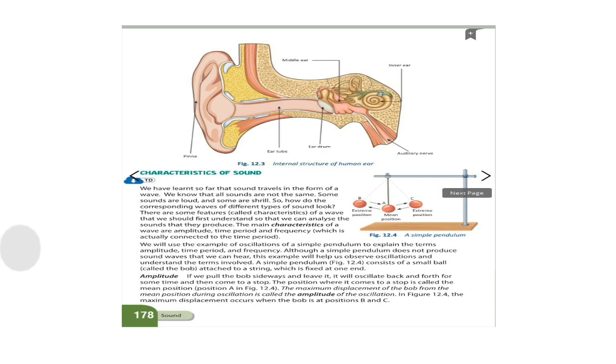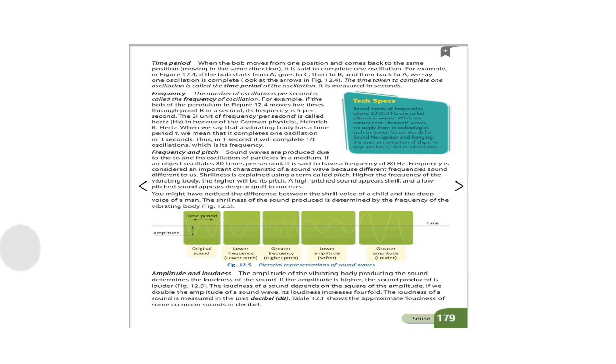Page number 178, last paragraph. The maximum displacement of the bob from the mean position during oscillation is called the amplitude of the vibration. Did you mark the answer? Page number 178, Roman number 3, third question. Last paragraph, last 3 lines. Okay. The next one.